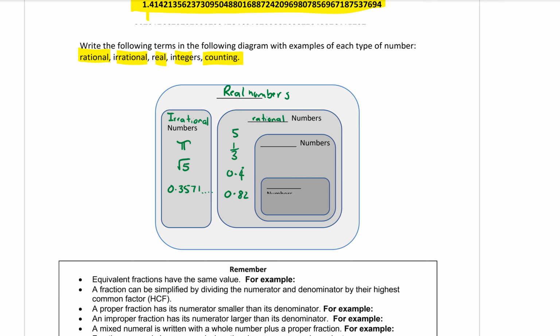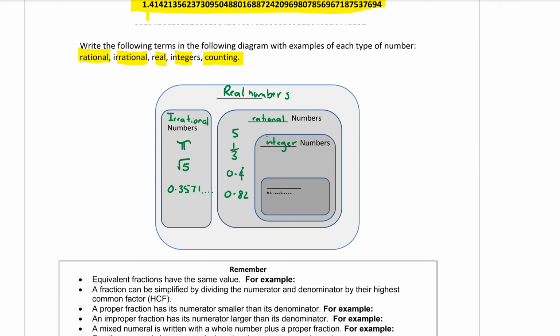Now inside the rational numbers, we have two little categories that are more specific than that. We have things called integers. You would have learnt about these in Year 7. Does anyone remember what an integer is? We did a whole topic at the very beginning of Year 7. It was a while ago now, wasn't it? Okay. So integers are your whole numbers, positive and negative and 0.